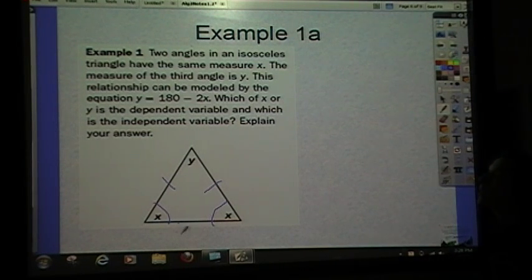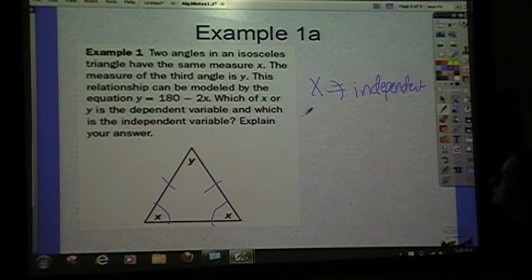Explain your answer. If you were going to pick one to plug in, I think most of us would pick to plug in for x here, right? If x was 10, what would y be? If x was 20, what would y be? And so on and so on. So in this case, what is easier to plug in? It's easier to plug in x, so that's what I would like to pick. So x will be independent and y would be dependent.